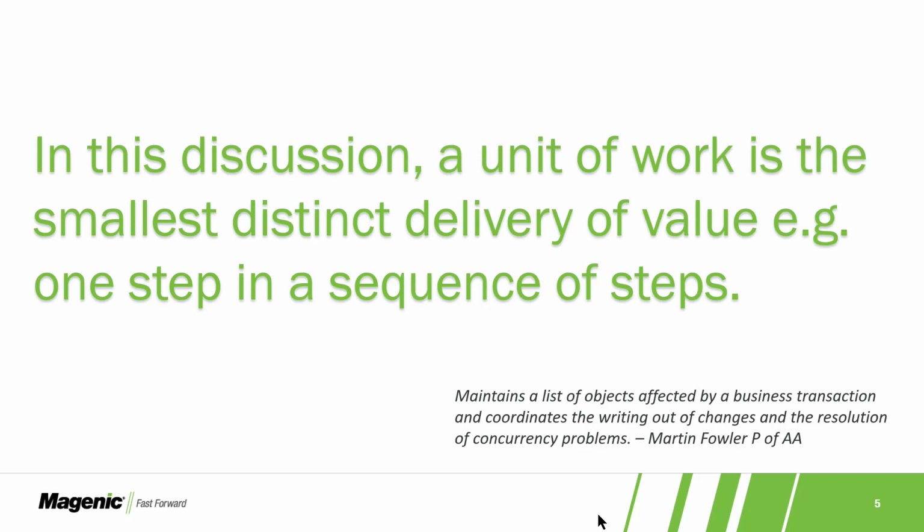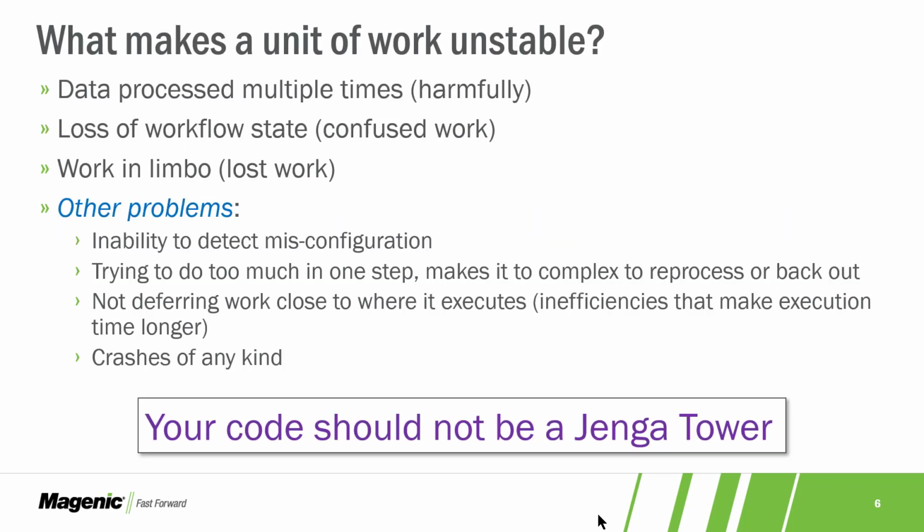But I'm going to talk about disposability in the context of message processing. In that context, a unit of work is the smallest distinct delivery of value, e.g. one step in a sequence of steps. So understand that even the definition of a unit of work varies depending on what we're talking about. I tend to be hyper-focused on message-oriented systems, so I feel qualified to say something about that and disposability. What makes a unit of work unstable?